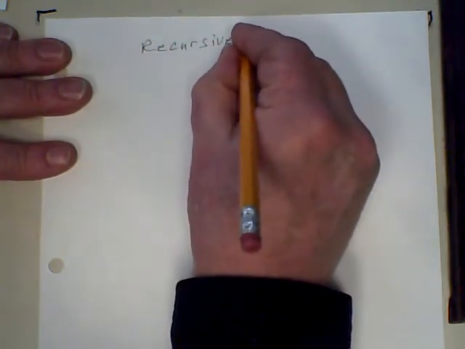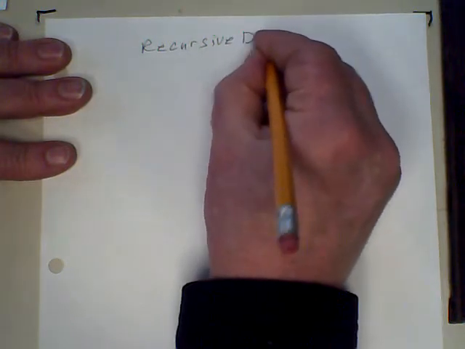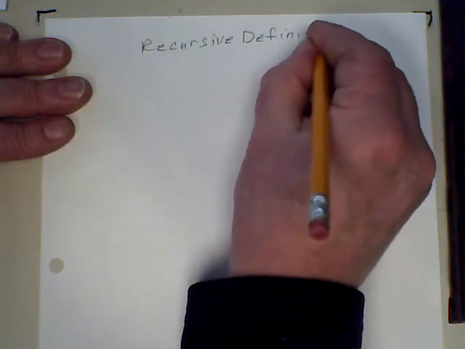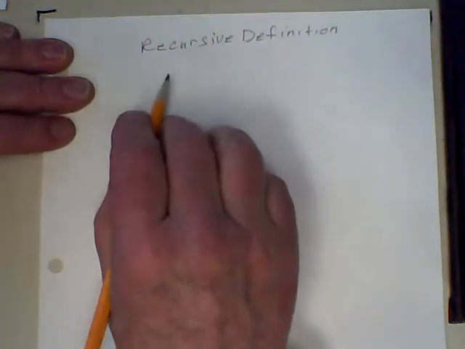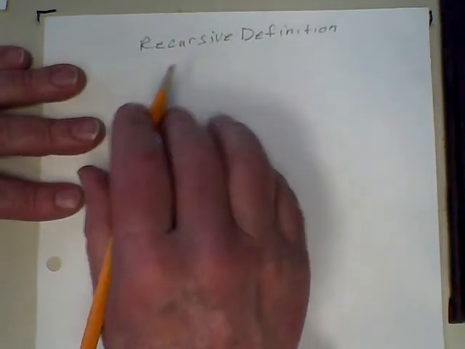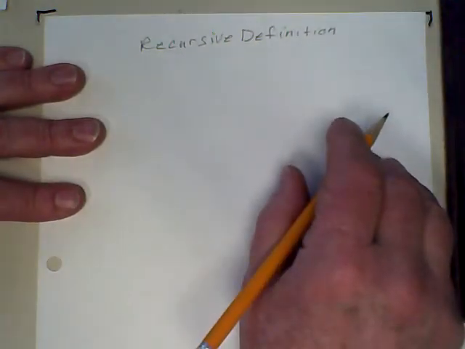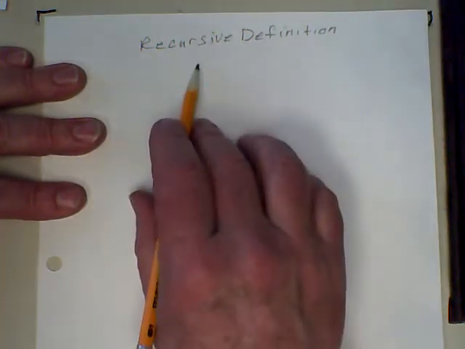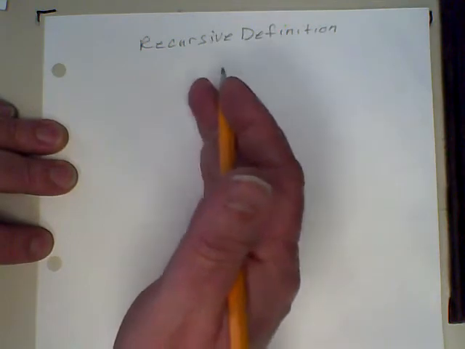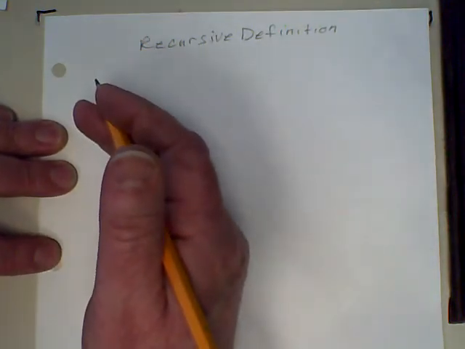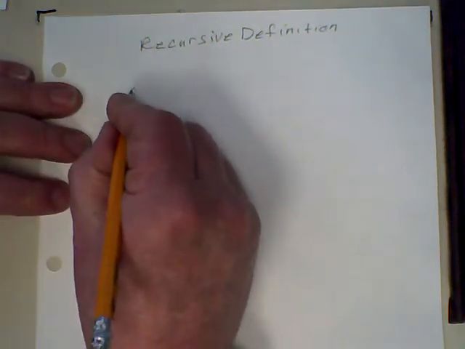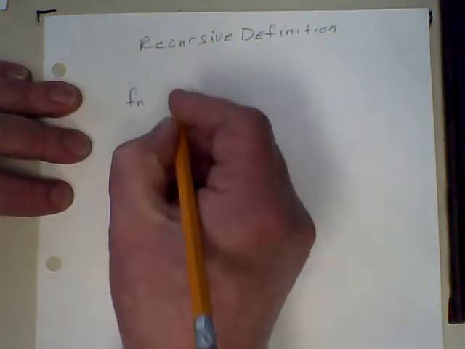So we could have a sequence that has a recursive definition. And so we sometimes use the word recursion to talk about the process of generating the terms. The idea behind recursive is that each term in the future relies on one or more of the terms that preceded it in the sequence.